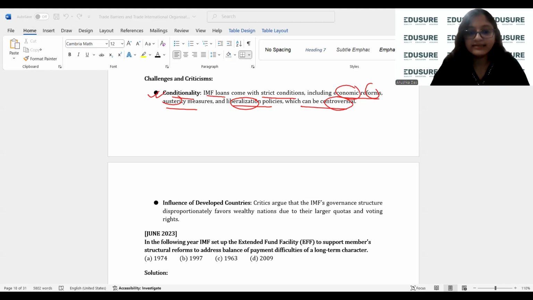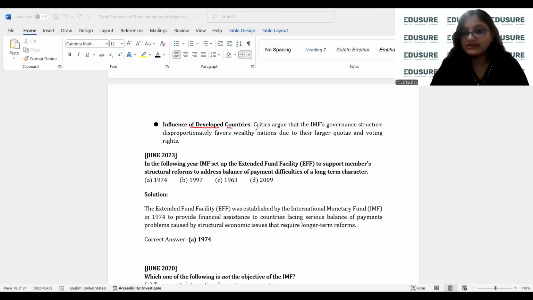So this is one of the challenges, and the second is the influence of developed countries. Critics argue that the IMF governance structure disproportionately favors wealthy nations due to their large quotas and voting rights. So that is what I told you, that there is inequality and disproportionality in their favor. If you are a strong, large nation, then IMF will be biased towards you. That is one of the most important challenges and limitations of IMF. It is not favorable to developing nations, and it only favors the developed nations. That is one of the criticisms.